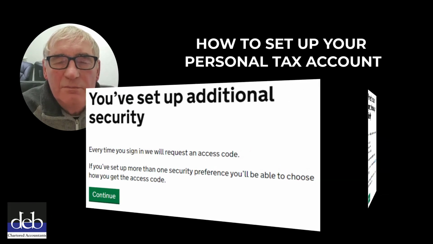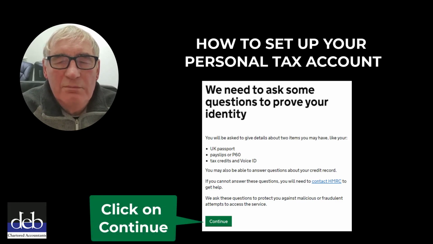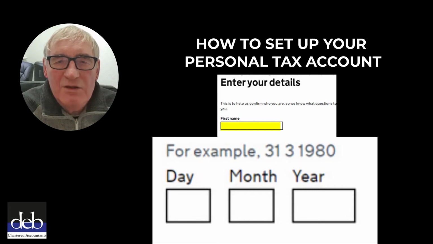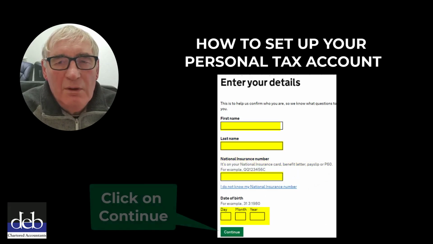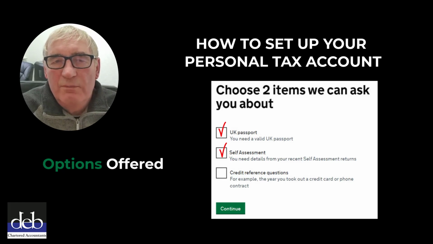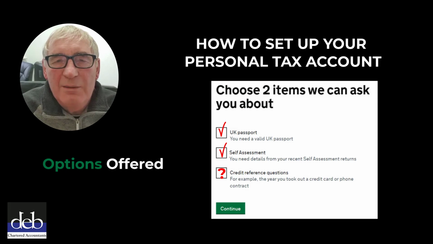Click on Continue. You are then informed that you will need to provide proof of your identity. Once you've read the content of this screen, click on Continue at the bottom. Then enter your first name, last name, national insurance number and your date of birth. Take care to match the format of the date as shown here. Click on Continue. You're then faced with a number of options which vary depending upon your personal circumstances. If you can, I would choose the passport and the self-assessment options. I would avoid the credit reference questions if you possibly can.